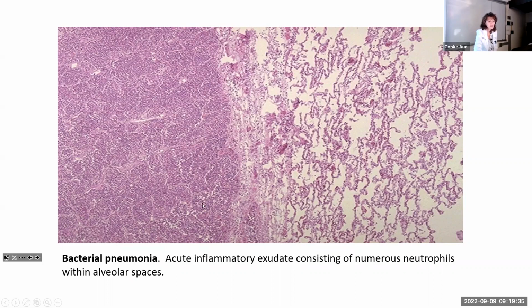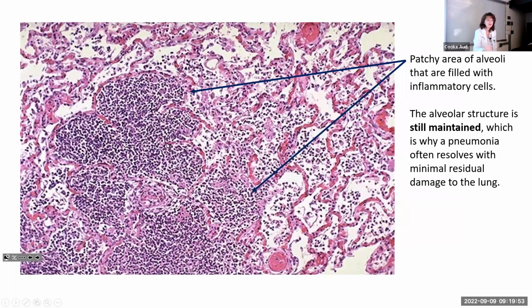So here you see acute inflammatory exudate consisting of numerous neutrophils within alveolar spaces. Can you tell that those are neutrophils? I can't, not at this power. So we have to take their word. That's what Robin said. Now, let's move higher up.